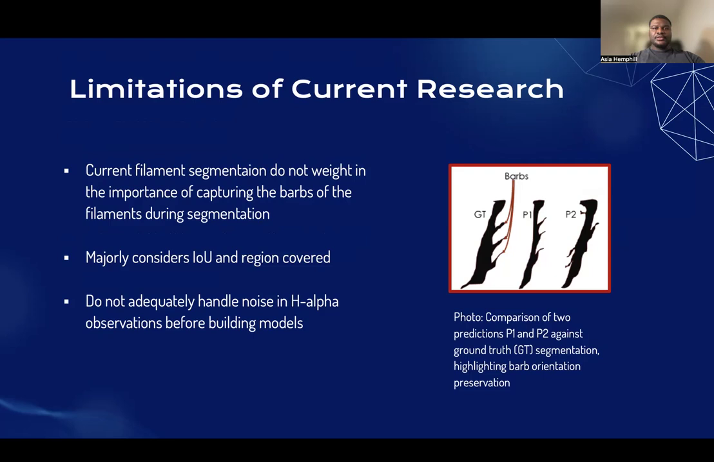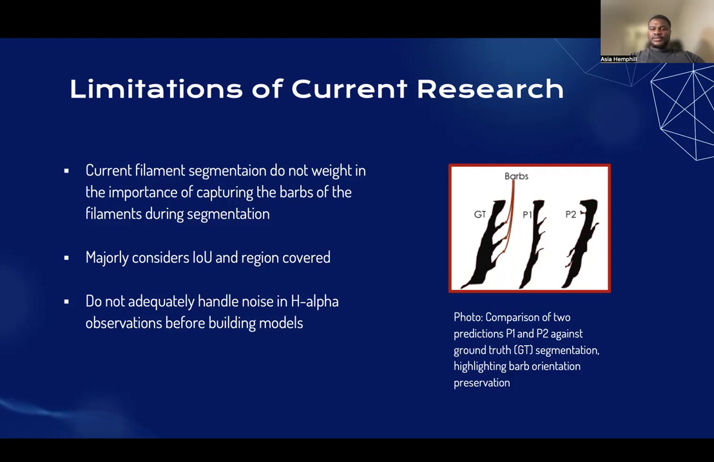I'll talk about the limitations of current research. Current filament segmentation models do not weigh the importance of capturing the barbs of filaments during segmentation, as they majorly consider just the IOU and the region covered. As can be seen in the image on the right, we have a ground truth filament, GT, that shows the barbs of the filament, and then we have 2 predictions made by some models, P1 and P2. Current segmentation models for filaments will prioritize P2 over P1 just because it captures more region of interest than P1.